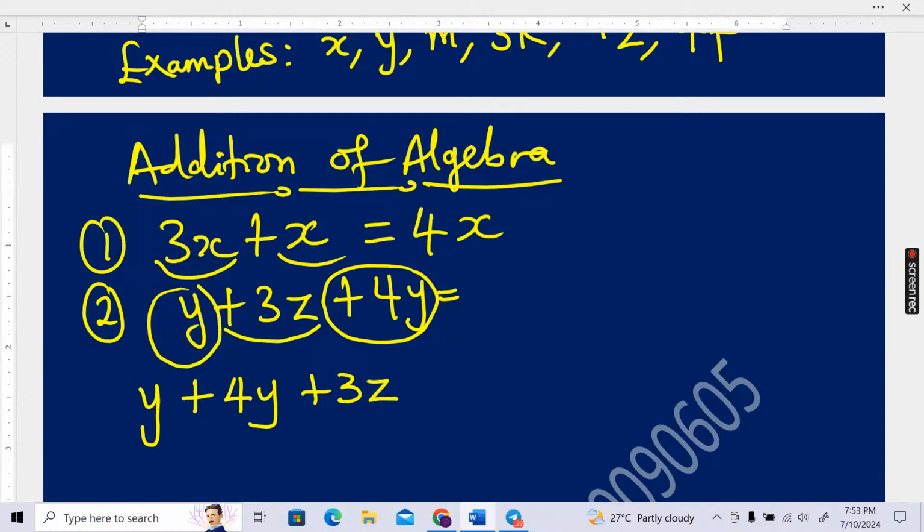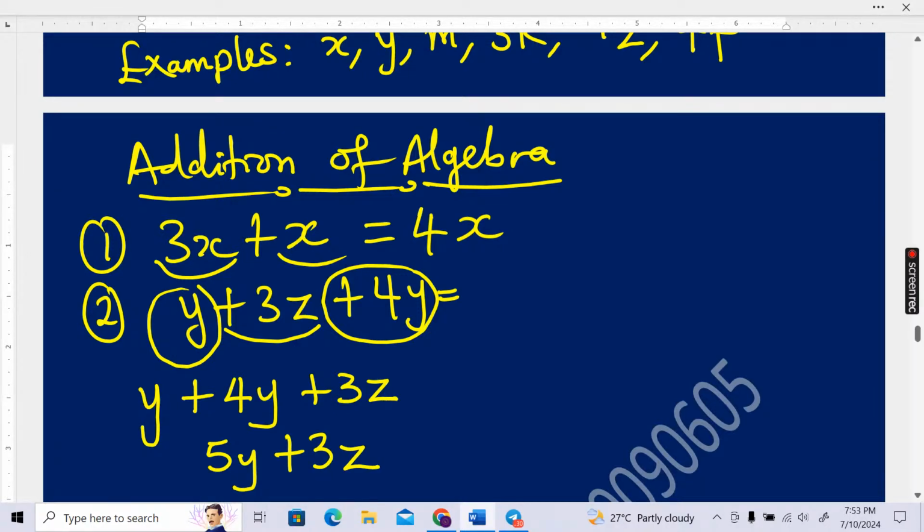So y plus 4y will give us 5y. You know, the coefficient of y in this first term is 1. So it's like you're saying 1 plus 4, that's 5. So y plus 4y is 5y, then plus 3z.